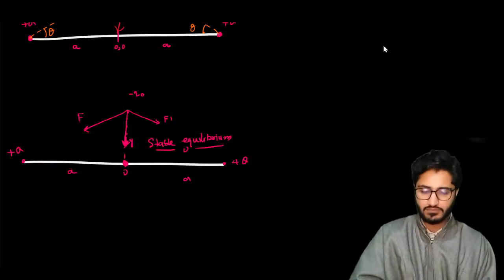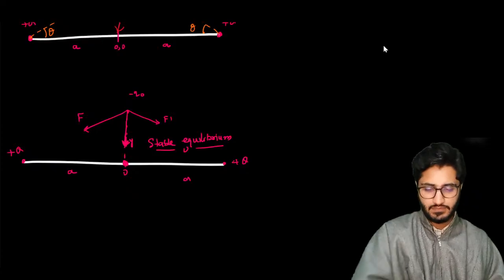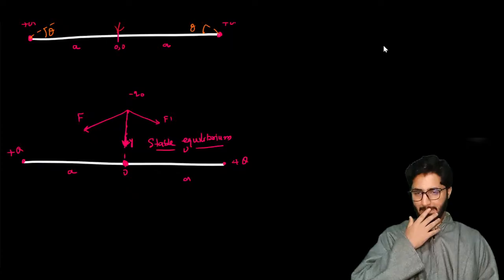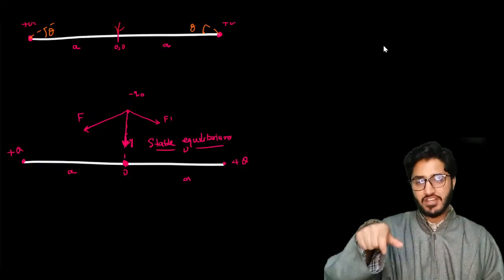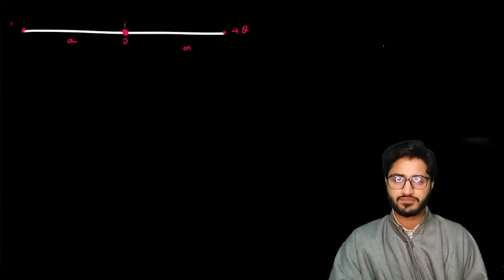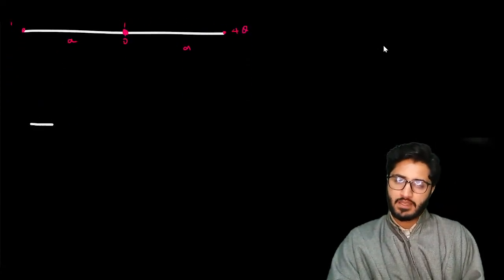Clear, beta? Simple case of stable equilibrium. Okay, this was the equatorial position. Let us talk about the axial one. Okay. How, sir? Look, it is like this.